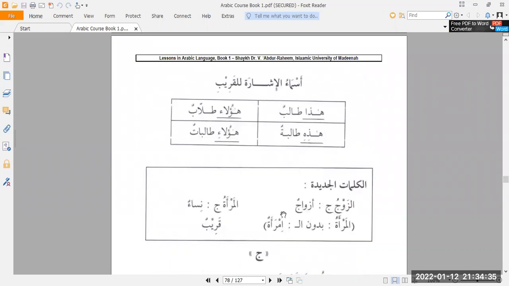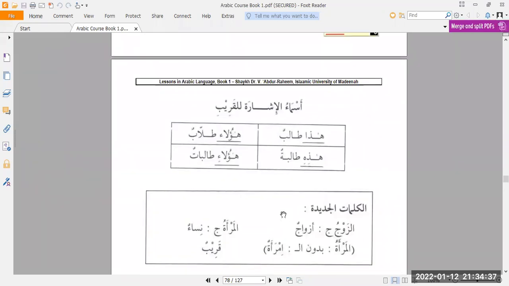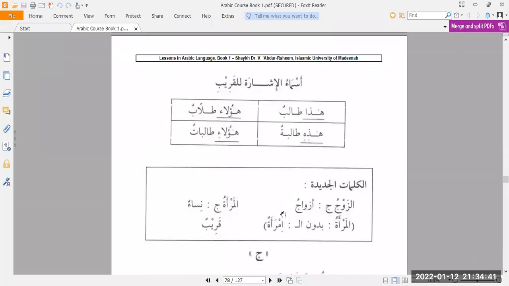Just when I thought we were actually at the end of a lesson, we're actually coming to a whole new part. So anyway, let's move on to the next page while we still have a bit of time. So he goes on now and he says, Asma'ul isharati lil qarib. Before I explain that, let's read what he says.